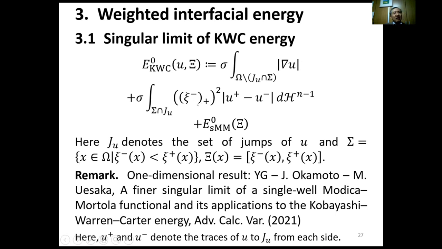Cauchy at each point. Well, actually, in the one dimensional case, this is a sum, right? This is a countable sum. And this is our answer. Here, J_u denotes the set of jumps. Okay, the one dimensional result we have already mentioned.